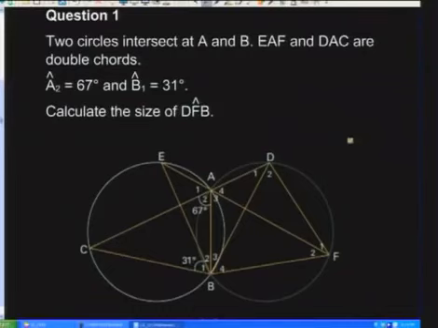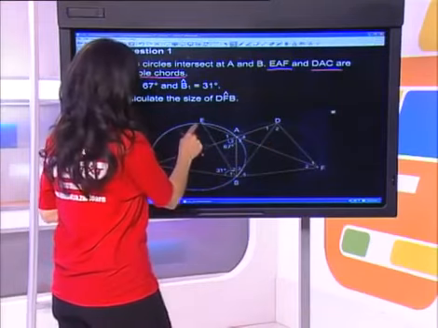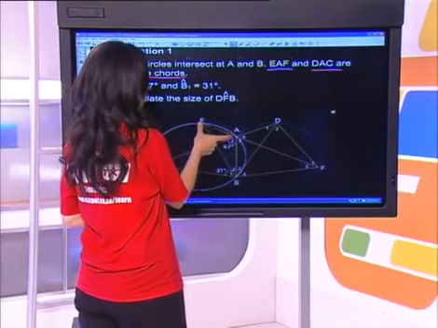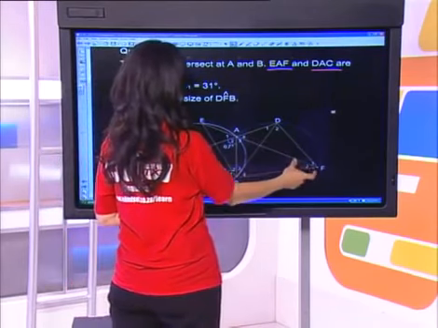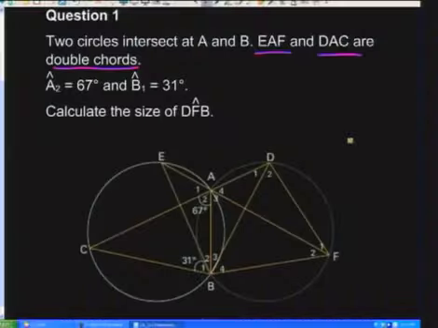2 circles, they intersect at A and B, and EAF and DAC are double chords. And it's always important to know why information is given. Why are they telling us that these lines are double chords? Well, if we look at it, it's EAF. It means that EA is a chord in this circle, and then AF continues to be a chord in the other circle. So what they're really saying is that these lines are straight lines.